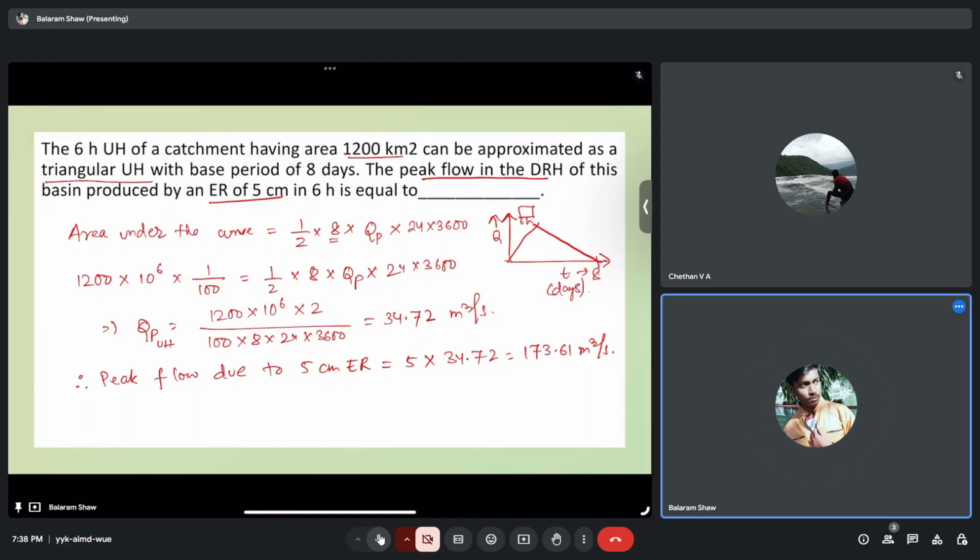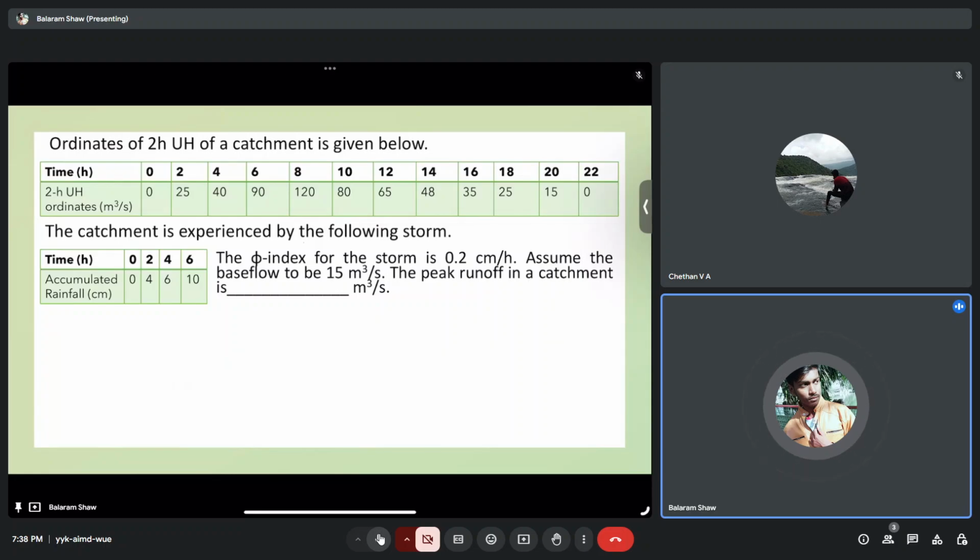Okay, so we'll move on to the next question. The ordinates of a 2-hour unit hydrograph of a catchment are given below. So we have a 2-hour unit hydrograph with these values. The catchment experienced the following storm. So we have a different storm, it's not an isolated storm. Here we have accumulated rainfall. Remember, the phi index for the storm is 0.2 centimeter per hour. Assume the base flow to be 15 meter cube per second. The peak runoff in the catchment is how much?